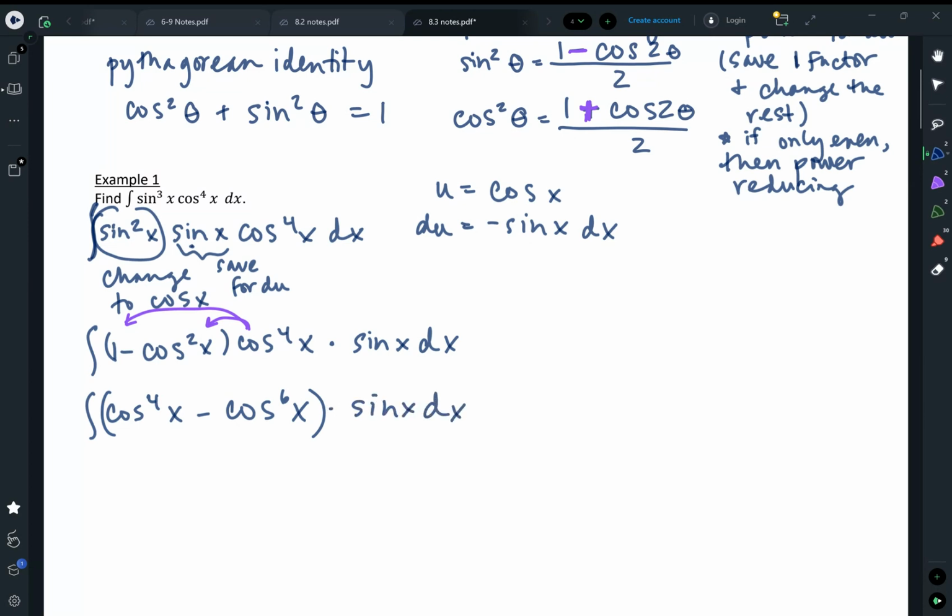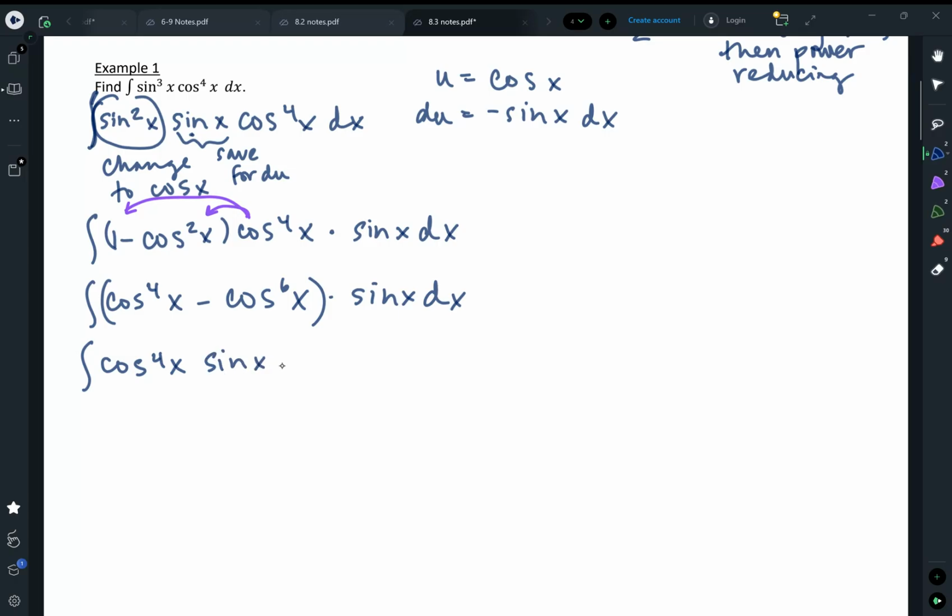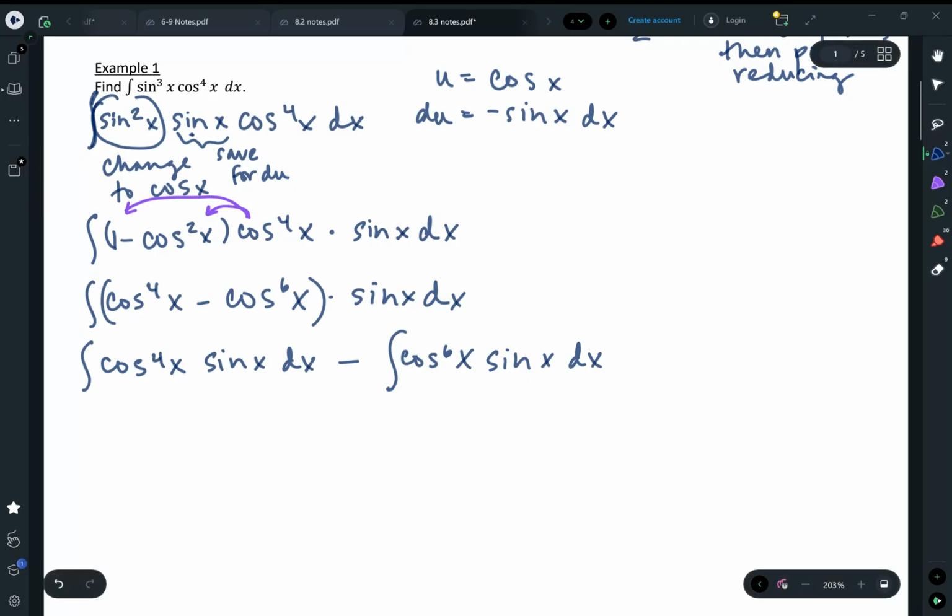And then I'm going to split this up into two integrals. So we're going to have cosine to the fourth x sine x dx minus cosine to the sixth x. It's not a 6x though, right? It's cosine of x raised to the sixth power. I'm being kind of sloppy with the way I'm saying it. Sine x dx. I know I need to have negatives for my du. So let's go ahead and put a negative out front.